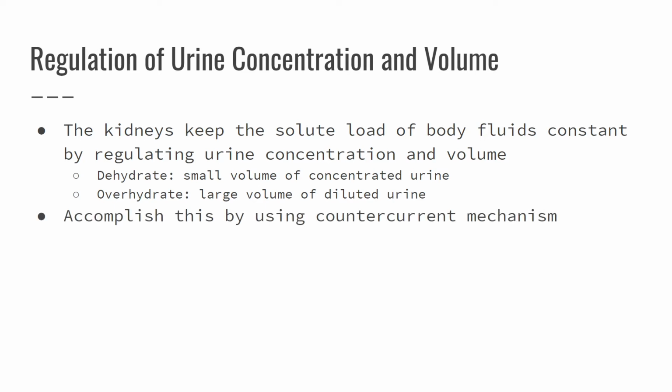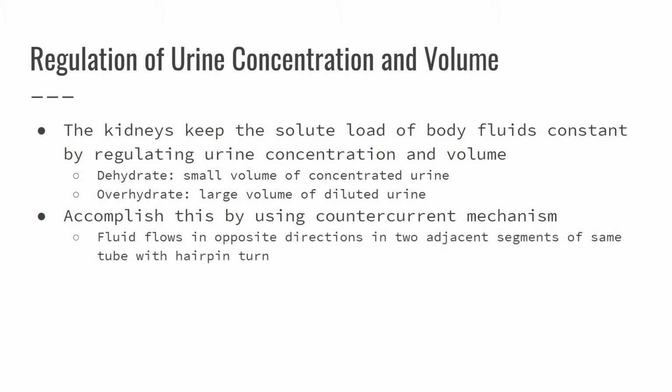They do this by using a countercurrent mechanism. Countercurrent means that we have fluid going in opposite directions. So picture the nephron loop itself, descending and ascending. That is one countercurrent. But then the nephron loop is also covered in blood vessels, and the fluid in the blood vessels is also countercurrent. So we have fluid flowing in opposite directions in two places. And as weird as that sounds, that's what allows the kidneys to regulate urine concentration and volume.